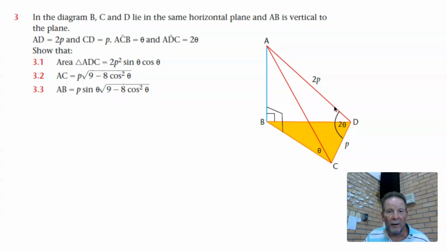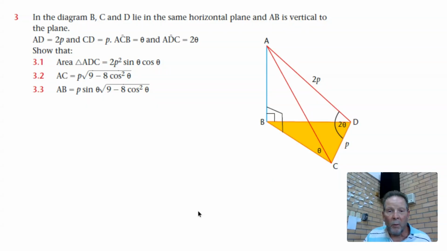And ADC, this angle that's coming up out of the ground and leading up to the pole here, kind of the front of this tent-looking thing, or this piece of cheese. I can see a piece of cheese there. There's 2 theta right there. Okay, show that the area of ADC is 2p squared sine theta cos theta.